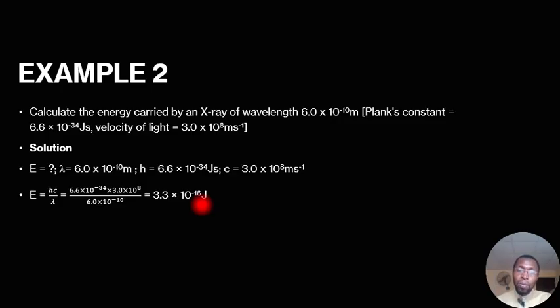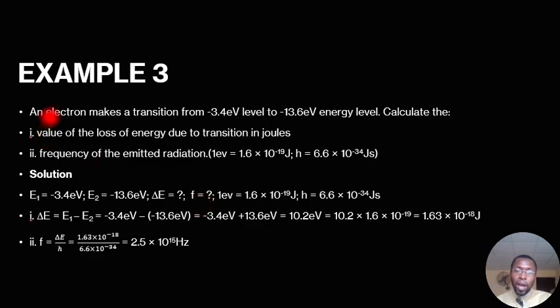Now let's proceed to the next example. Here it says an electron makes a transition from minus 3.4 electron volt level to minus 13.6 electron volt energy level. Calculate one, the value of the loss of energy due to transition in joules. Two, the frequency of the emitted radiation. Taking 1 electron volt to be 1.6 times 10 raised to power minus 19 joule, and then our h, which is Planck constant, to be 6.6 times 10 raised to power minus 34 joule-seconds.